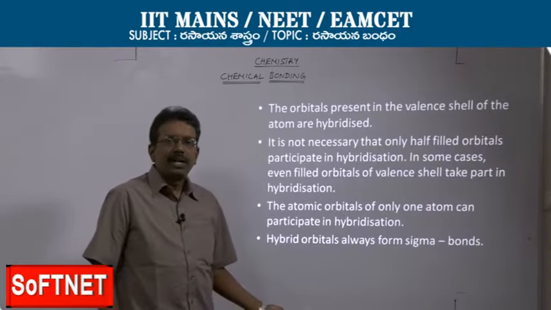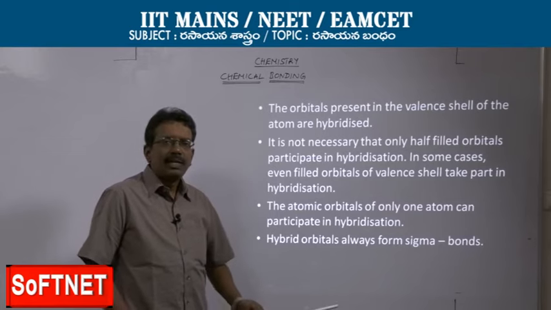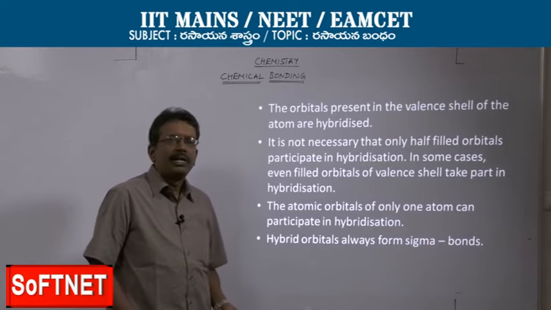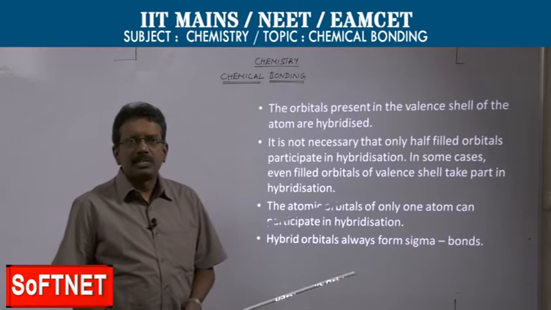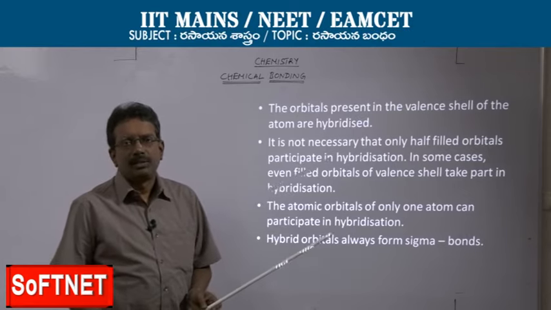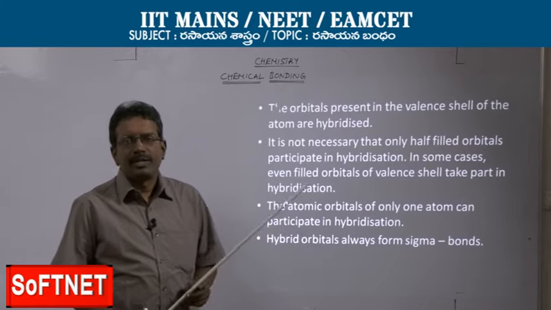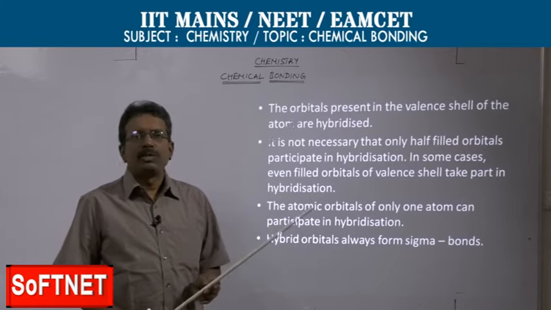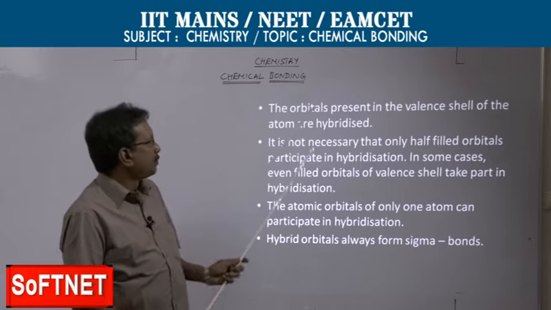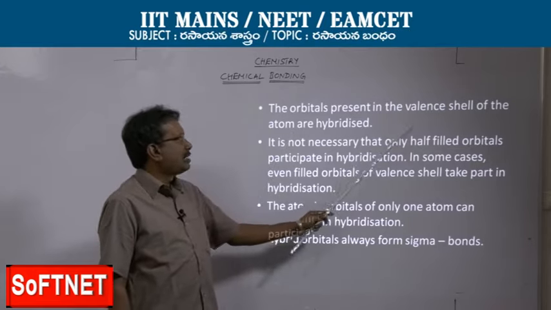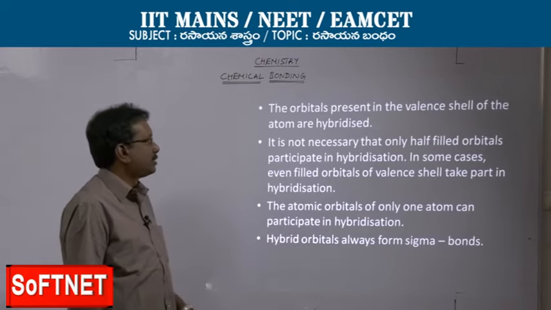Next one is regarding this hybridization. Normally, what type of orbitals are involved in hybridization? Not all atomic orbitals, only the orbitals present in the valency shell participate in hybridization. అంటే బాహ్య స్థాయిలో ఉన్నటువంటి అటామిక్ ఆర్బిటాల్స్ మాత్రమే హైబ్రిడైజేషన్ ఇన్వాల్వ్ అవుతాయి. The orbitals present in the valency shell of the atom are hybridized.